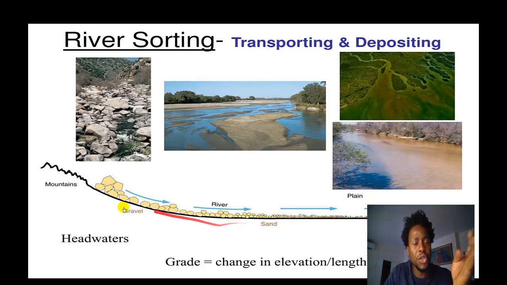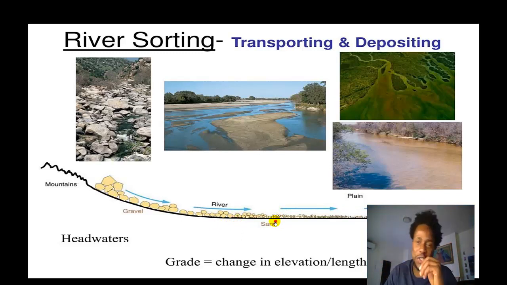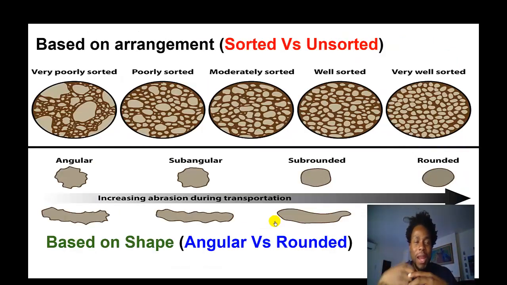So take note, this process is called sorting. The river is sorting the sediment by separating the biggest one from the middle ones, and then the smallest one from the middle one. So it sorts them according to size as its energy decreases. You get it? Cool. All right.